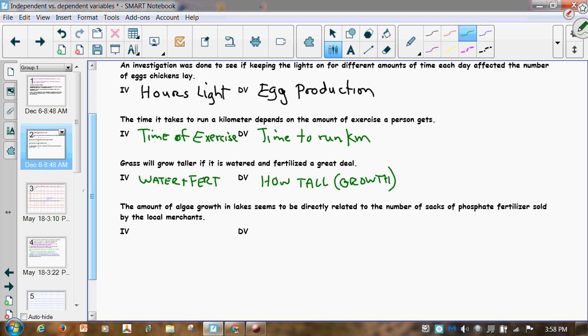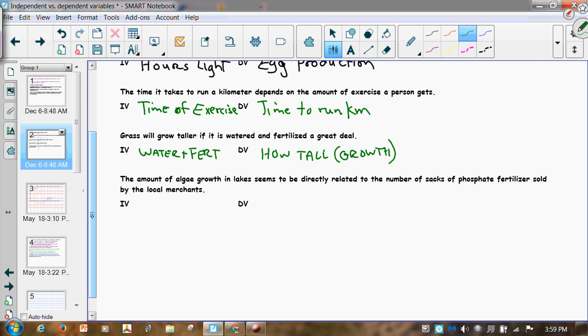right? Okay. And finally, the amount of algae growth in lakes seems to be directly related to the number of sacks of phosphate fertilizer sold by the local merchants. Now here's a case for a different discussion, but I'll just give you something to think on: do you think the fertilizer itself feeds the algae, or do you think that perhaps the phosphates kill other things that would have eaten the algae, right? So there's cause and effect to be determined here, and if you take statistics later on, those are the kind of things that you get more involved in.